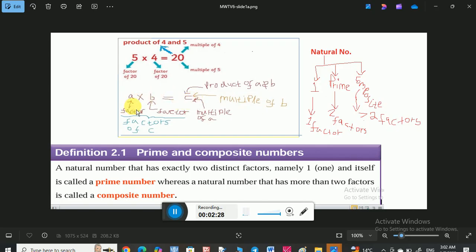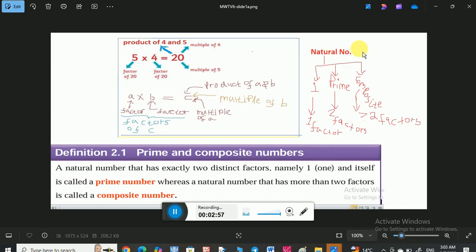And similarly, we say a is a factor of c, b is a factor of c, a and b are factors. Or we can say a is a divisor of c, b is a divisor of c. For example, we know that 5 times 4 is 20. So 20 is a product of 5 and 4. 20 is a multiple of 4. 20 is a multiple of 5. 5 is a factor or divisor of 20. 4 is also a factor or divisor of 20.